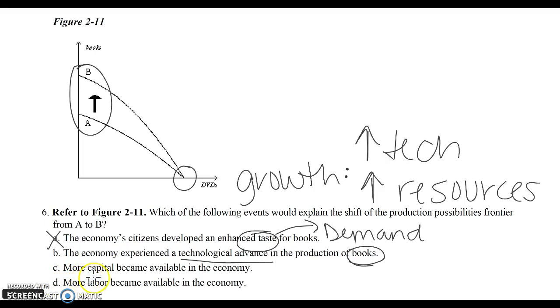C says more capital became available, so that's an increase in resources, but this says the economy, so it's talking about the entire economy. If that happened, you would also see the shift here on the DVDs, which you do not see. So C is not right. D works exactly the same way as C. It talks about labor, so that's resources, but again, it says the entire economy, so that's not right. We're only seeing the increase in books.